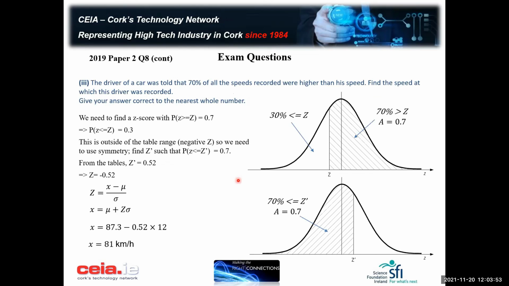Now, the next part of that problem: a particular driver was told that 70% of all speeds were higher than his speed. And you want to find what speed that must have been. So we're looking for a z-score which would have 70% greater than it. So we're looking for a value of z such that the area under the curve from z up to plus infinity would be 70%. Clearly, it must be a negative value of z because 70% is more than half. So you have more than half of the curve.